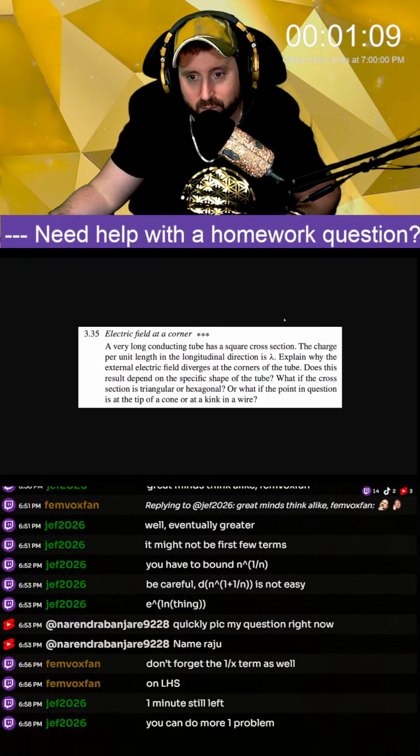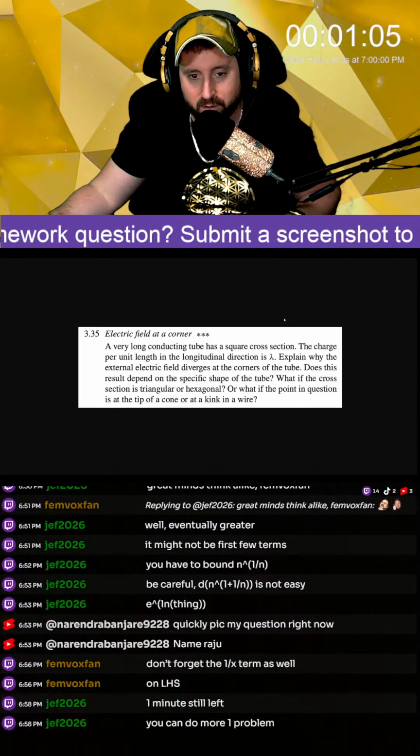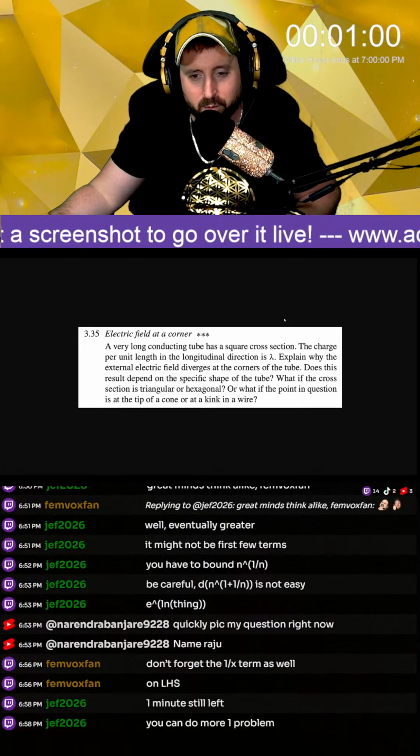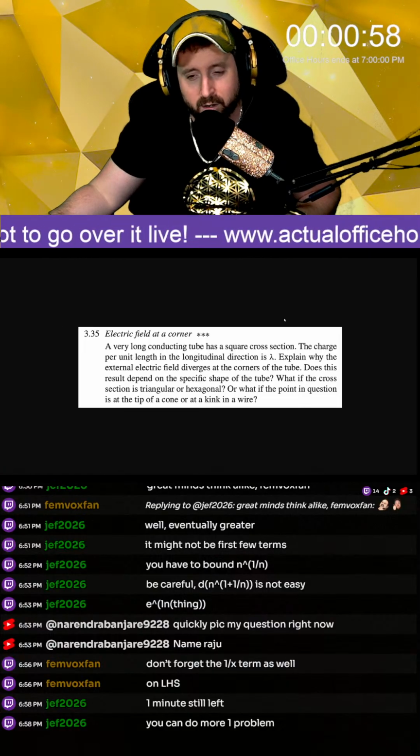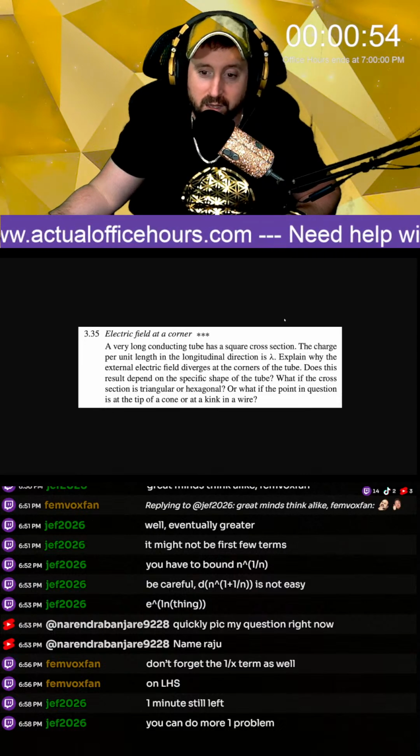A very long conducting tube has a square cross section. The charge per unit length in the longitudinal direction is lambda. Explain why the external electric field diverges at the corners of the tube. Does this result depend on the specific shape? What if the cross section was a hexagon? Or what if the point in question is the tip of a cone or a kink in a wire?